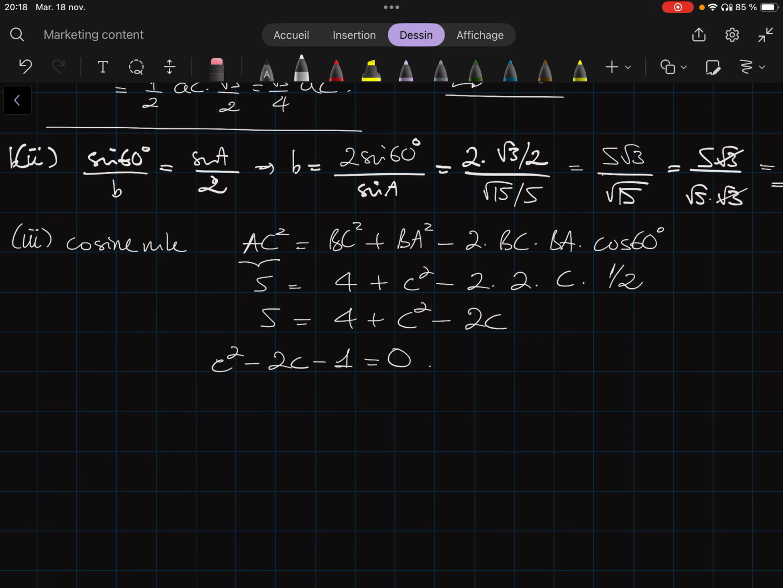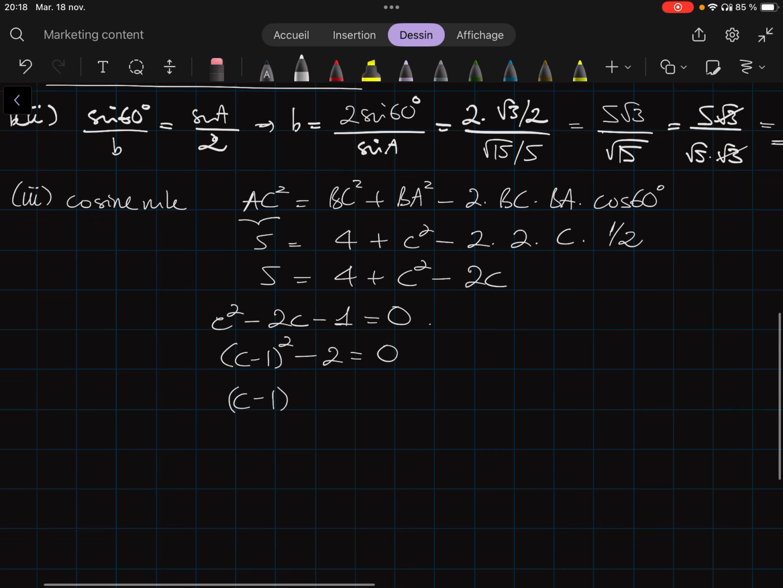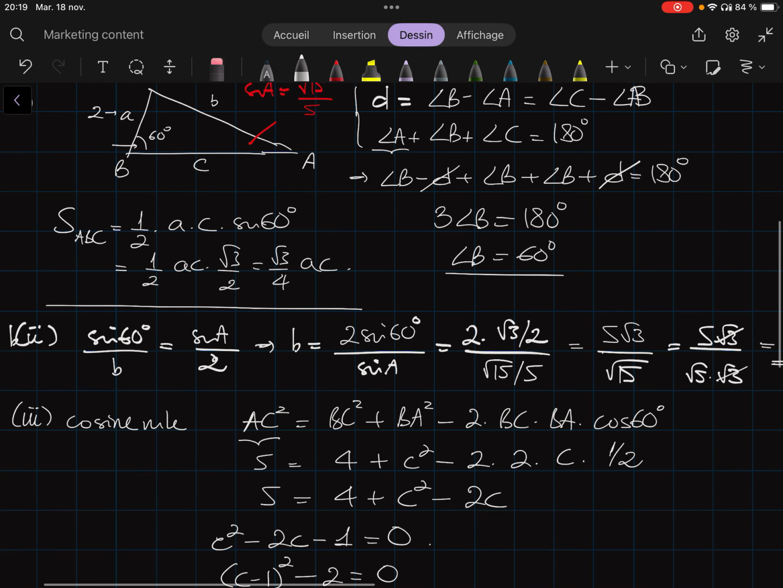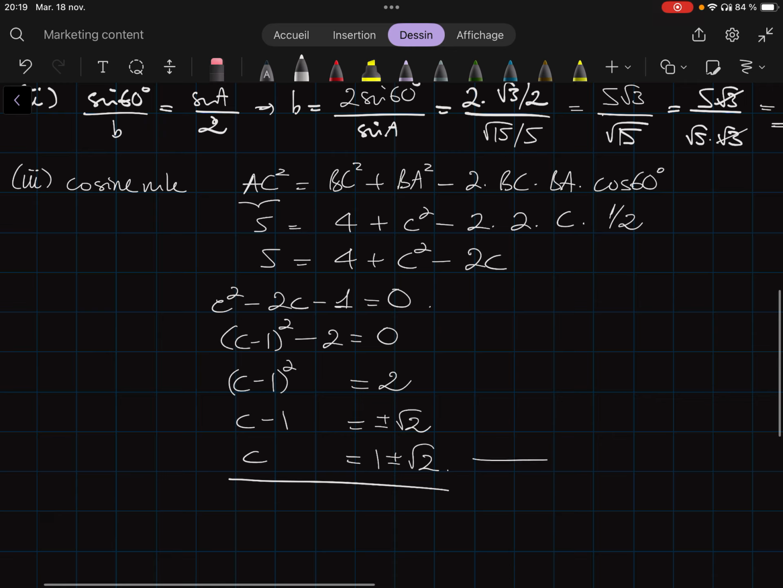And now you can solve this equation very easily. You can complete the square or use any other appropriate method. We know that c is the length of AB. Because of that, it has to be positive. So c has to be 1 plus root 2. And this is the end of the question.